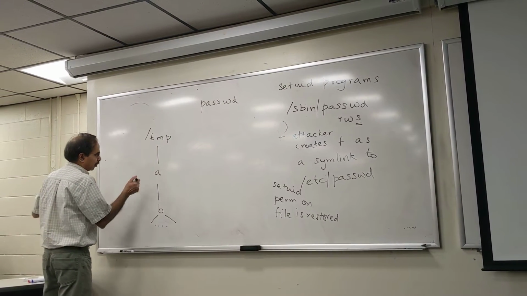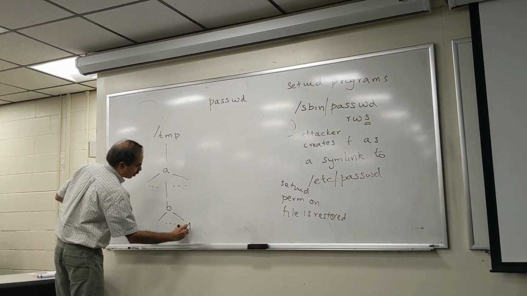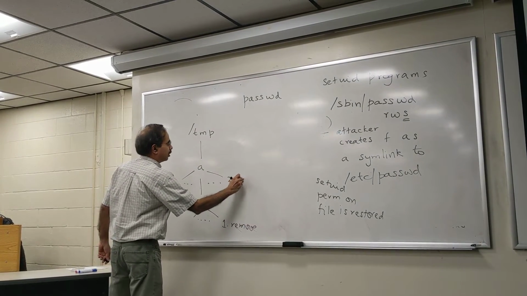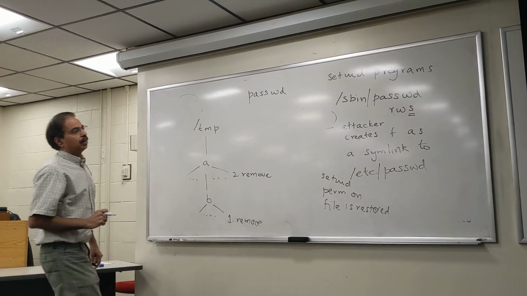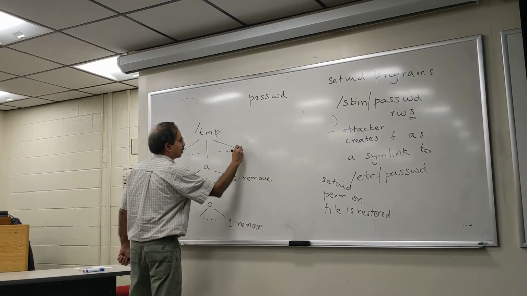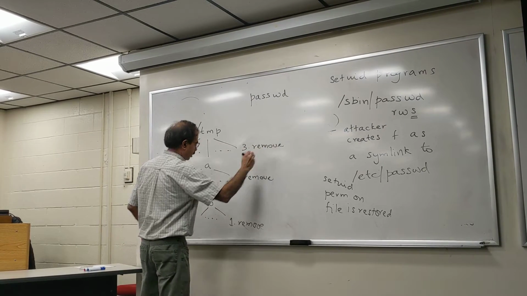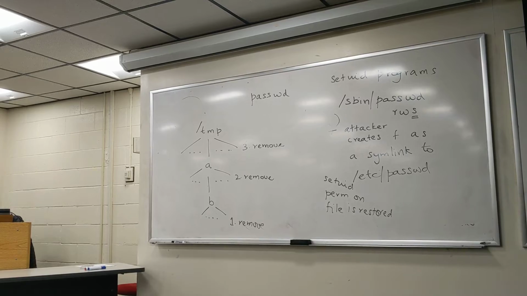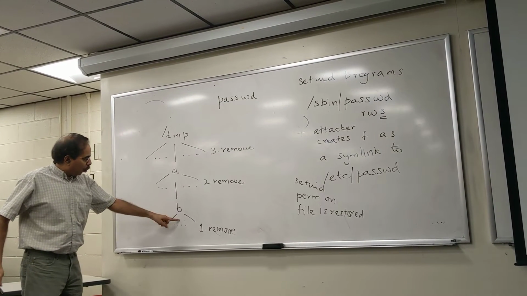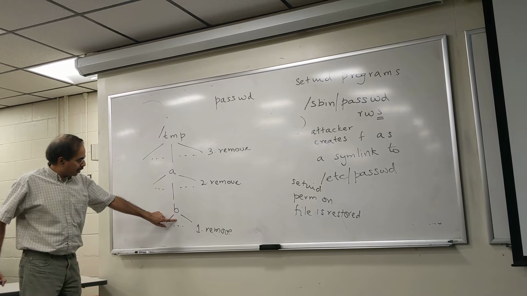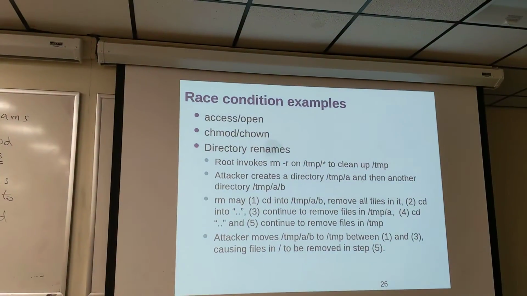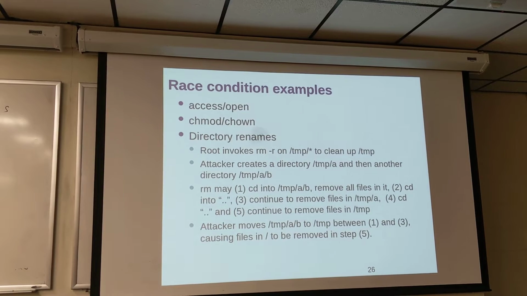And then, so this is the first, it removes these files, then it removes these files, and it removes these files. Okay? So what the attacker can do is they can rely on this, right? And when the RM program is executing, removing files inside B, the attacker can move, right?